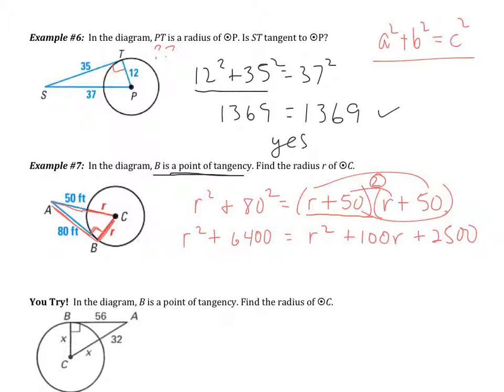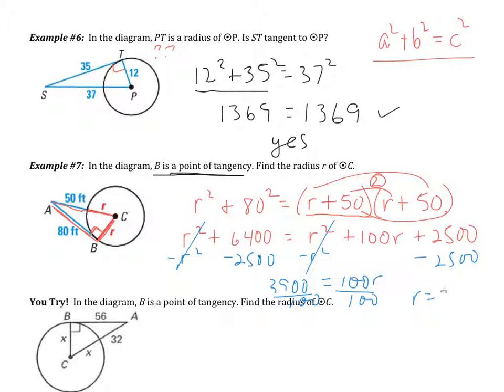When I go to solve this, the nice thing is, I go to subtract R squared, gone. Go to subtract R squared, gone. Okay, so I don't have to worry about factoring in this case. All right? So I can just simply solve by subtracting my 2,500. 6,400 minus 2,500 is 3,900, equal to 100R. Divide by my 100, and R is equal to 39.